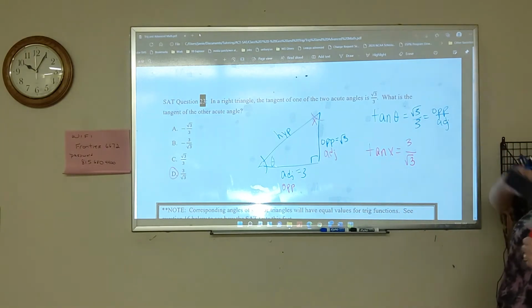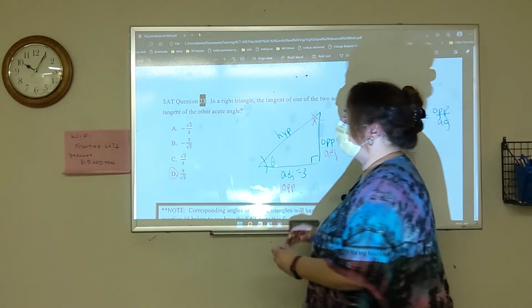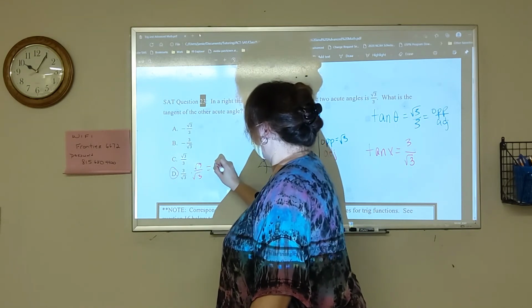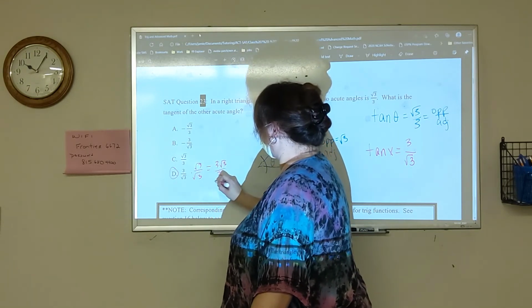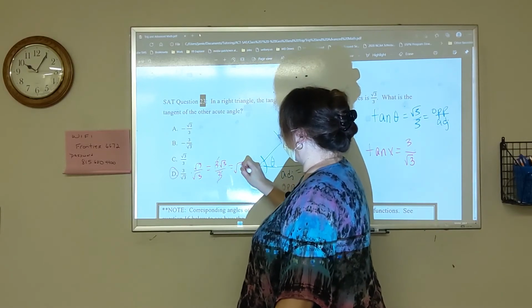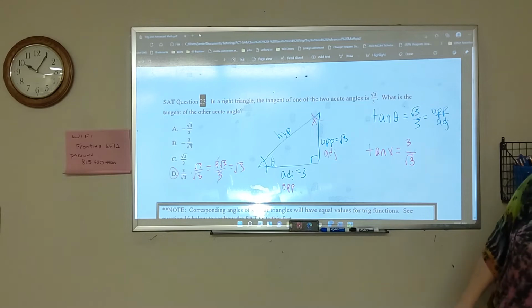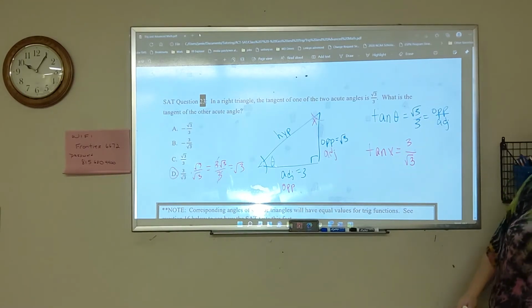Questions? Yes? If you rationalize that, wouldn't it be square root of 3 over 3? It would be, if you rationalize this, you'd have root 3. You'd have 3 root 3 over 3. So you'd wind up with root 3. Any other questions? Okay.